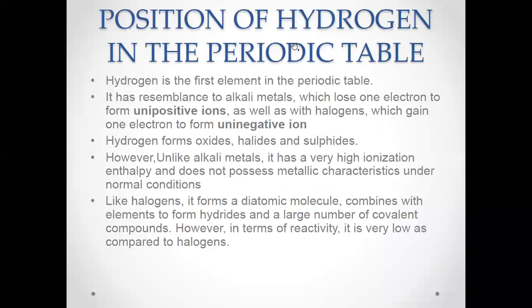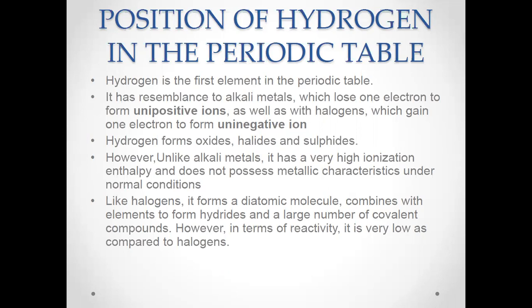So let's start with the position of hydrogen atom in the periodic table. Hydrogen is the first element in the periodic table. It has resemblance to alkali metals, which lose one electron and form a unipositive ion. What is the property of alkali metals? They can donate one electron because they have one unpaired electron in their outermost shell, that is the S shell. So they can donate one electron and become unipositive. एक electron donate करके एक positive charge acquire करते हैं.